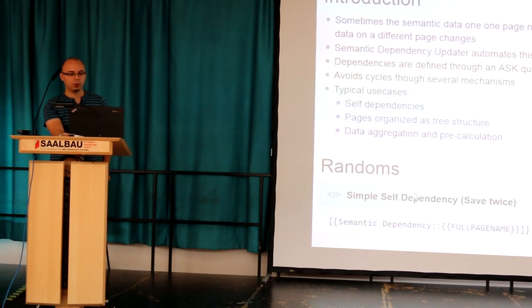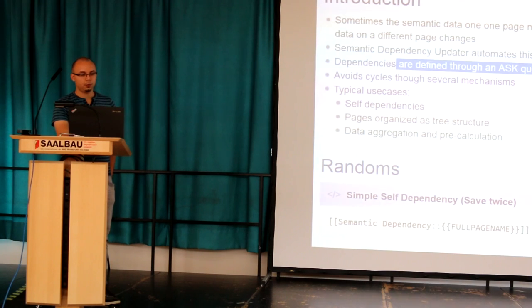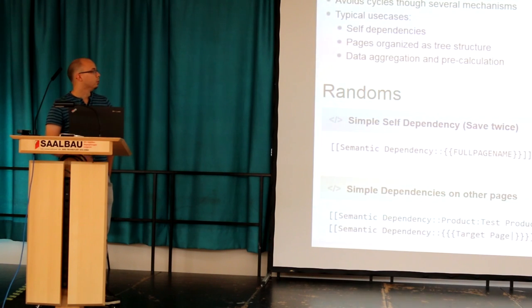The next extension is more difficult. Maybe you know the case that if semantic data in one page changes, another page needs to be updated because it relies on the data it has on the first page. The extension can automate this by triggering a null edit on all pages that are dependent on the current page. And you can define those dependencies through an ask query selection, so it's pretty flexible. You can do a lot with it. And it also avoids cycles, so if you have graph dependencies, it will stop at the right points.